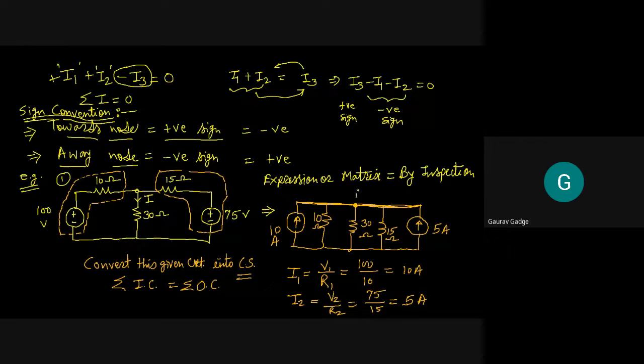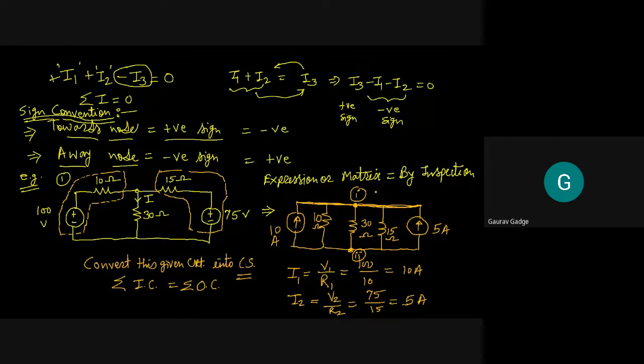So this is your node number 1, and there should be a return node, and that return node is nothing but this point, this node, that is the return node, right? So how many nodes are present in this? The number of nodes present in this is 2.